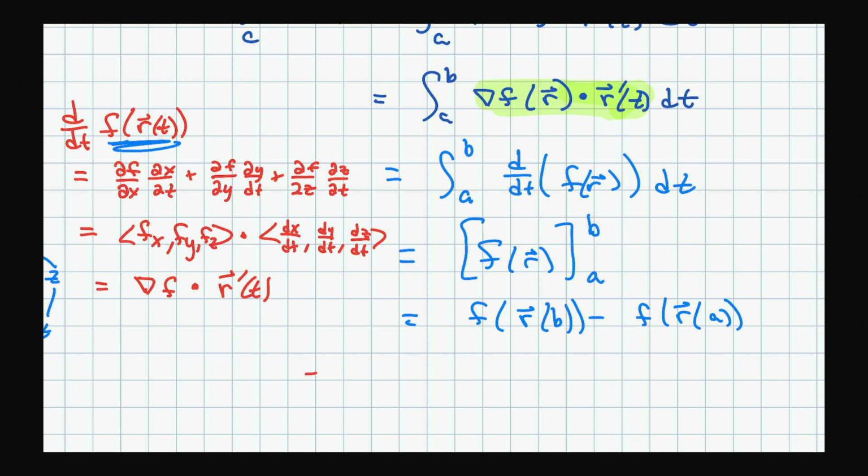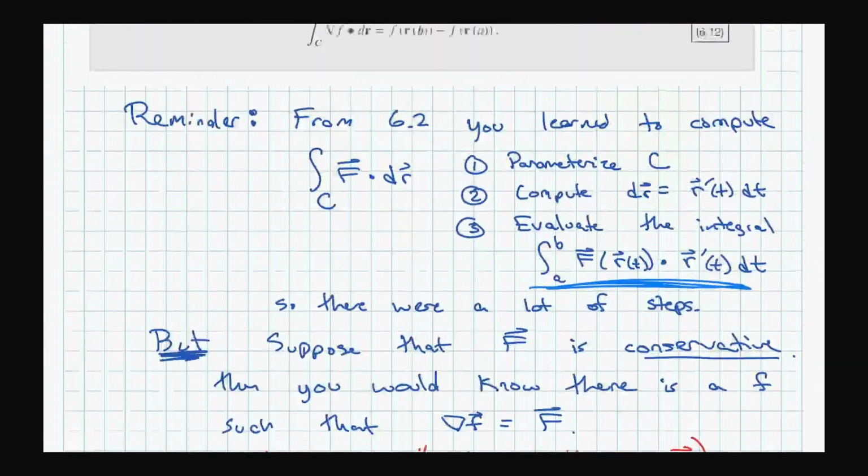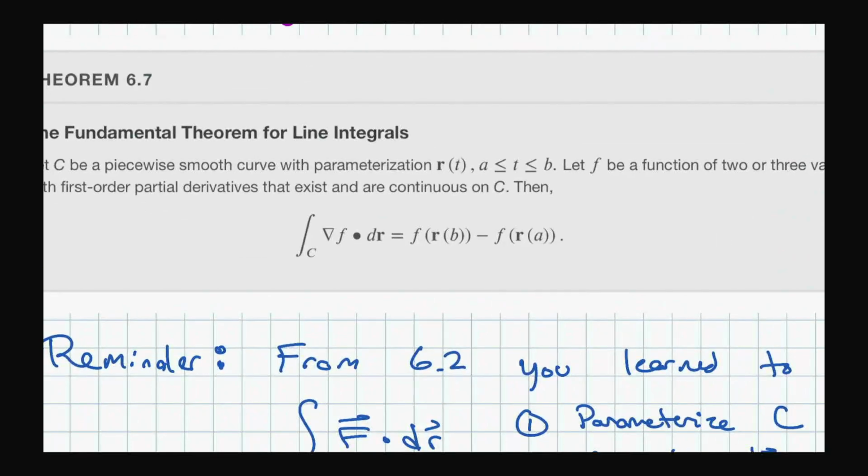But I shouldn't say they cancel each other out. The antiderivative of a derivative is just whatever you have in there. So the antiderivative of d/dt f of r is f of r. And then you plug in your limits of integration. All right, very complicated sounding. I made it way worse than it is, but that is what this says. The integral of gradient f dot dr is f of r of b minus f of r of a. And by convention here, this is the capital F.